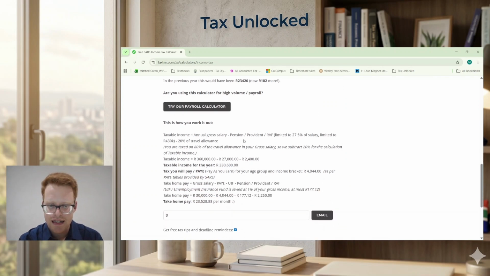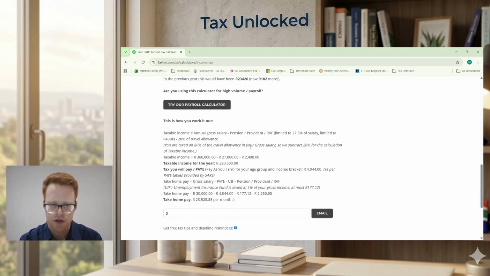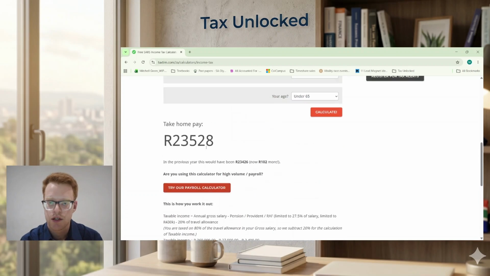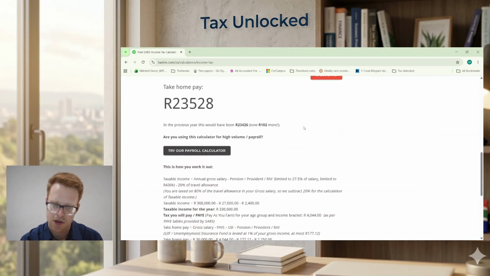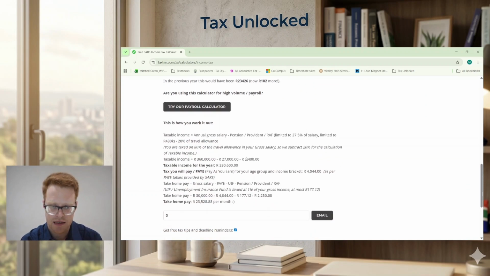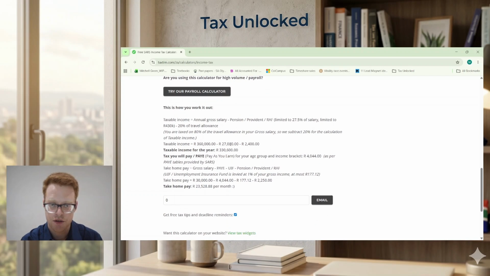Again, it's the same sort of calculation: gross salary, pension, and travel allowance. It very helpfully explains on this website that you're taxed on 80% of your travel allowance. So 20% is non-taxable, and that amount is subtracted from the calculation to get your taxable income. Because the travel allowance is 1,000 Rand a month, taxable portion would be 800 Rand, non-taxable is 200 Rand, 200 times 12 months is 2,400 Rand. And then this 27,000 is the pension contribution times 12.